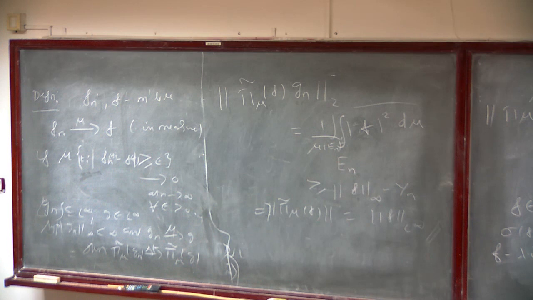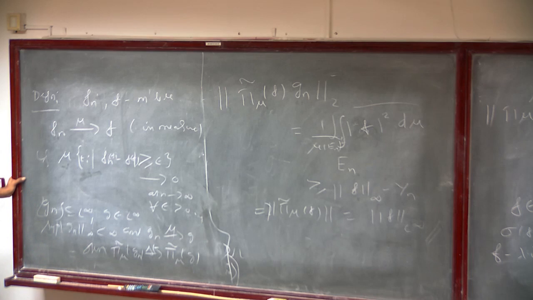How I will prove it is, which is a standard fact in measure theory, but we will do it since you haven't done it: if something converges in measure, then there is a subsequence which converges almost everywhere. But then a subsequence converging almost everywhere will give this convergence by dominated convergence. That's what we have.